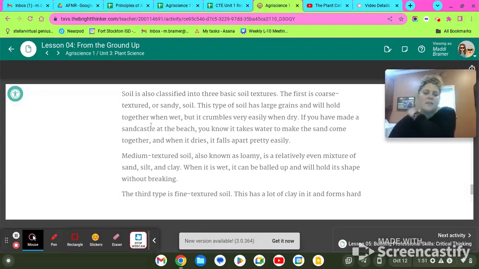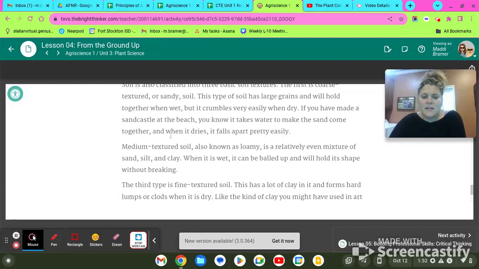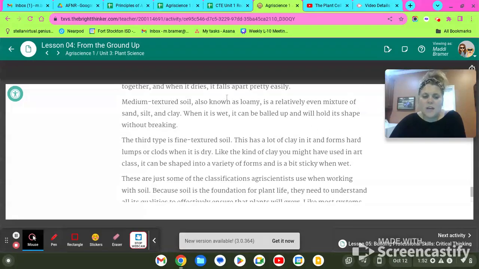So soil is in three different textures as well. You have coarse textured or sandy soil. So it's large grains. It holds together when it's wet, but it crumbles when it's dry. Then you have medium, which is loamy. North Texas is going to have loamy soil, a mixture of sand, silt, and clay. When it's wet, it can be balled up and holds its shape.